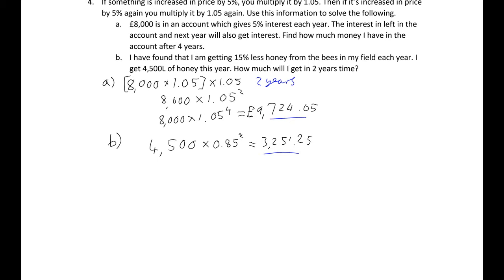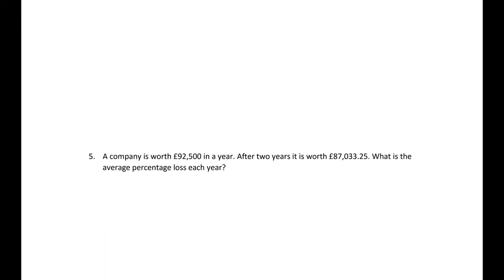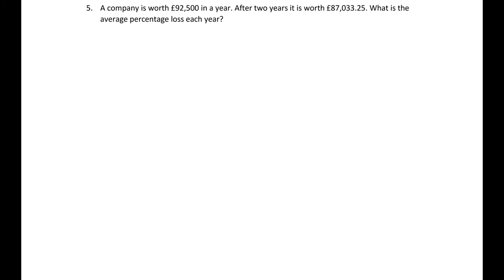Right. Now on to question 5. Okay. This one's a toughie. If you manage to get this one out, that's very good. So, a company is worth £92,000 in a year. 2 years later, it is worth £87,033.25, and we want to know what the average percentage loss is each year.